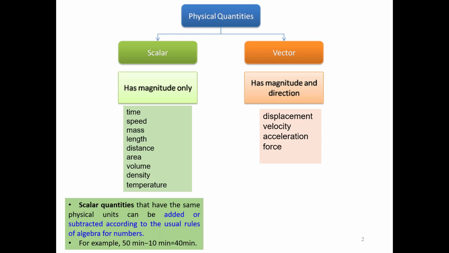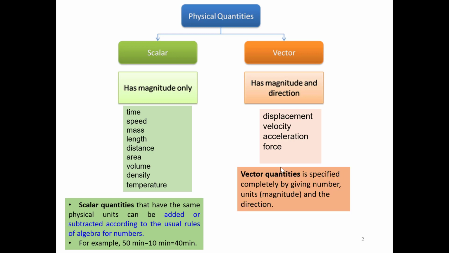Now, how can we add or subtract these quantities? Let's start with the scalar quantities. Scalar quantities that have the same units, we can add or subtract according to the rules of algebra. For example, if we have 50 minutes minus 10 minutes, then the answer is 40 minutes. We just add or subtract them using the algebra rules. If we have 5 kilograms plus 2 kilograms, then we have 7 kilograms.